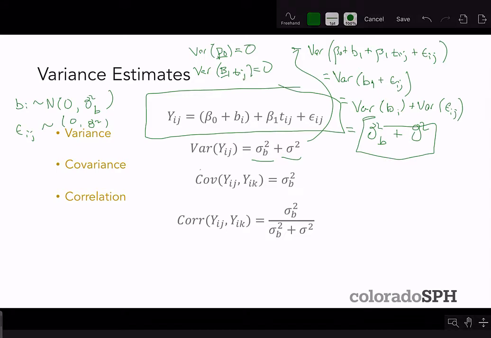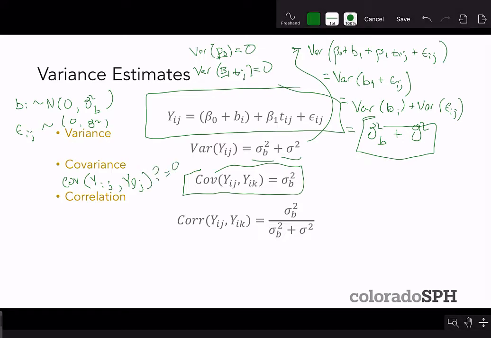Similarly, we can get the covariance of each Yij and Yik term. So that's the covariance within a particular subject. What's the covariance across subjects? So say Yij and Ylj. Well, that's going to be equal to 0 because we assume that subjects are not correlated, that subjects are independent from each other. Okay, and then from the covariance, we can also get the correlation, which is given by the variance of the random effect over the total variance.